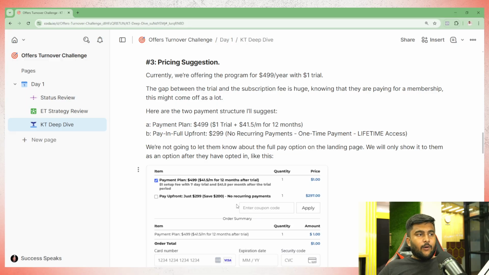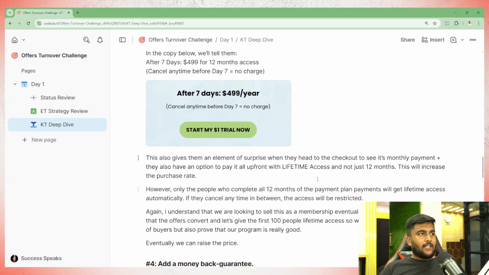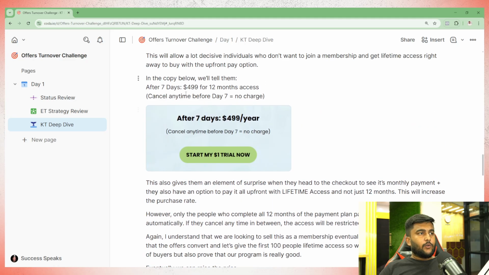So this will allow us to get some of the buyers to purchase this at $299 and recoup our ad spend upfront. So this was the goal of adding this pricing structure, right? I have mentioned the same over here. This is just a few copy changes that I suggested, based on the pricing structure, right?